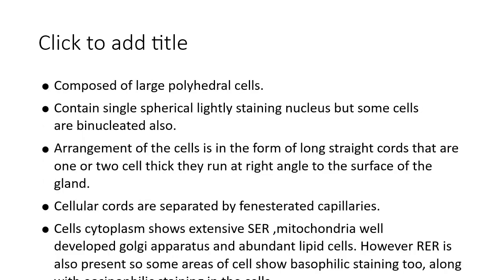Now in zona fasciculata, the cells are large polyhedral cells. They contain a single spherical, lightly staining nucleus, but some of the cells are binucleated also. The cells are arranged in long straight cords that are one or two cell layers thick, running at right angles to the surface of the gland. These cellular cords are separated by sinusoidal capillaries and fenestrated capillaries.